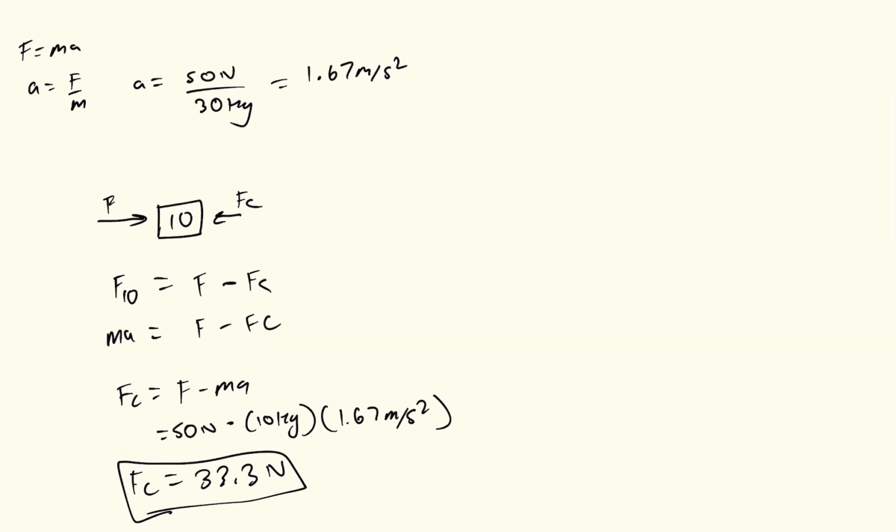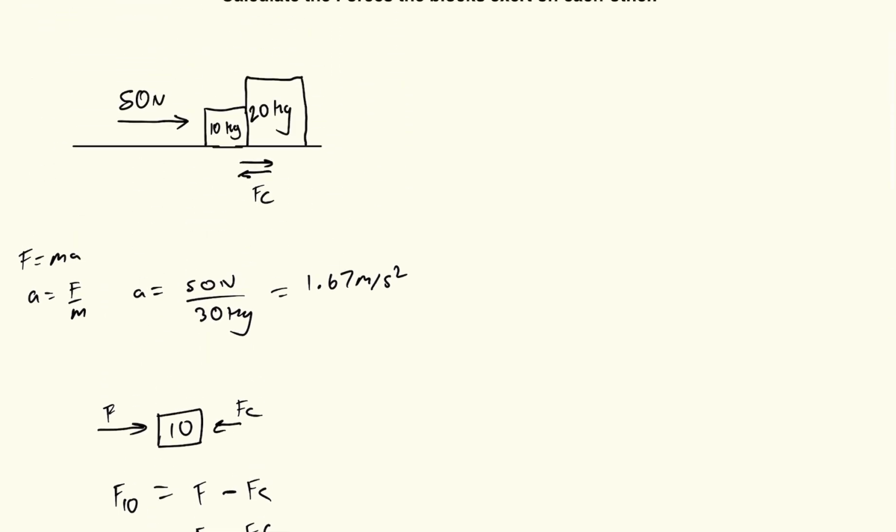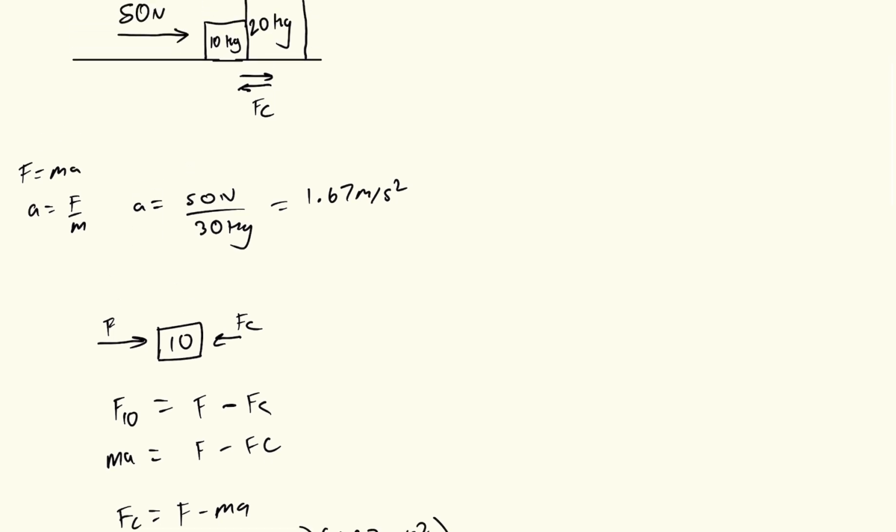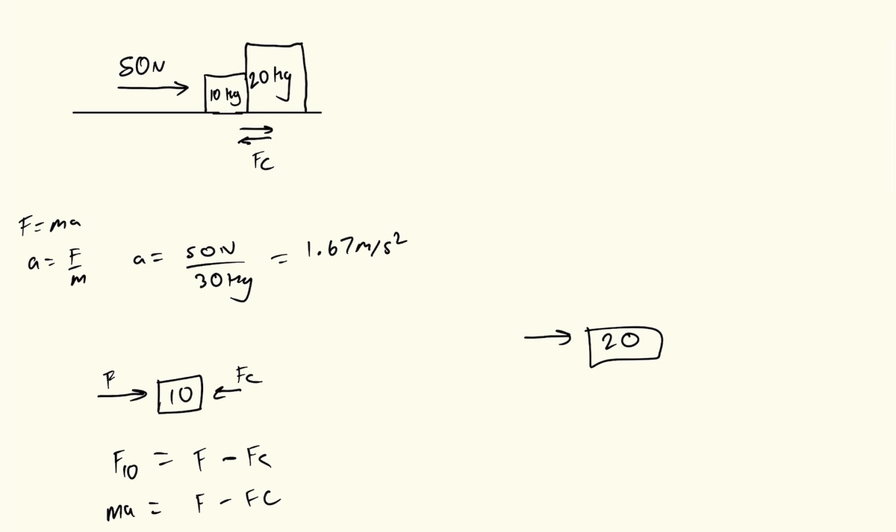Now let's find the FC value for the 20 kilogram block. It should be the same, and if it's the same, we know we did it right. For the 20 kilogram block, we exclusively have an FC, a contact force, hitting it from the left, since the 50 newton force is only hitting the block on the left. It's not hitting the 20 kilogram block on the right.